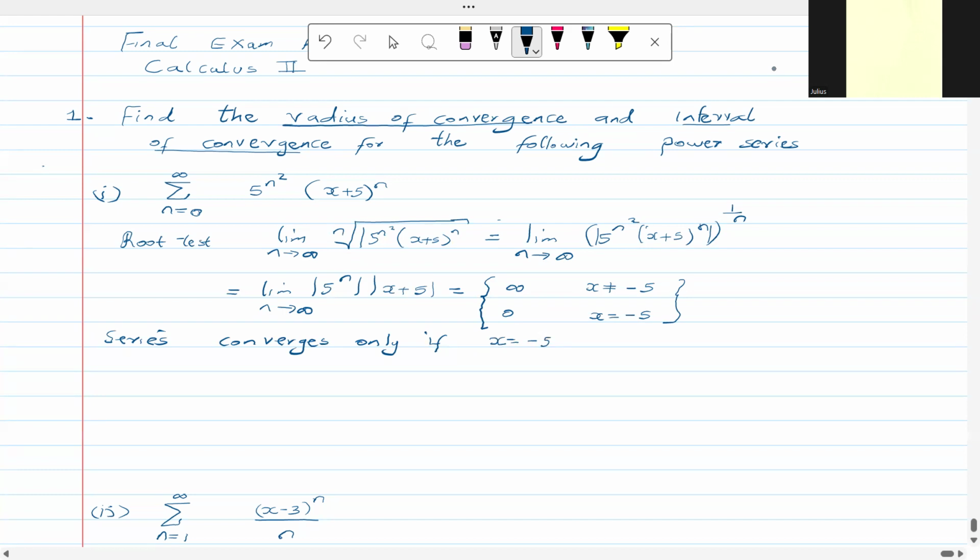To find the radius of convergence, there's a simple formula here. We just take 1 divided by L. And for this question, because n was growing, the limit L here is infinity. So 1 over infinity equals 0. So this is the radius of convergence. If the radius of convergence equals 0, and this series converges only if x equals minus 5, then the interval of convergence is a singleton, and I'm writing it like that, minus 5.